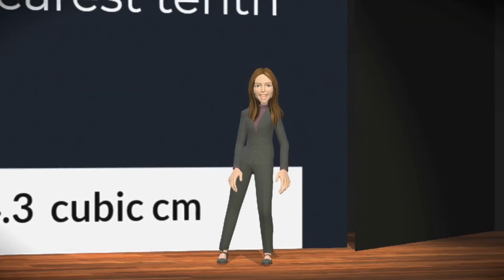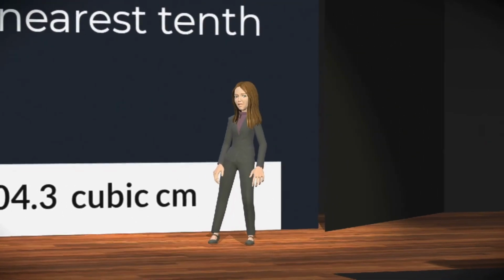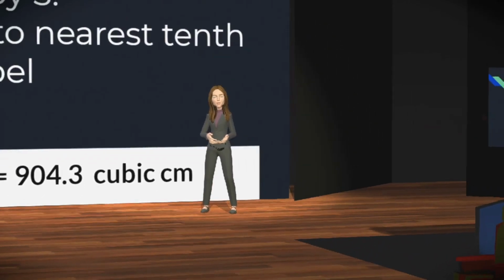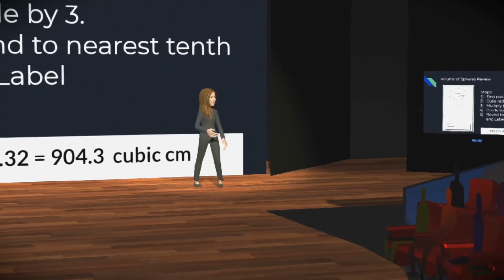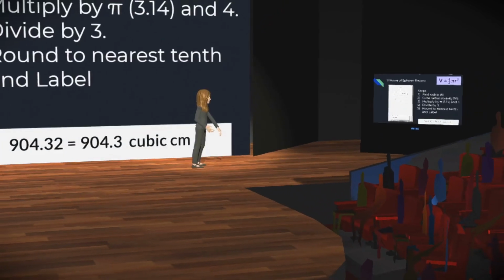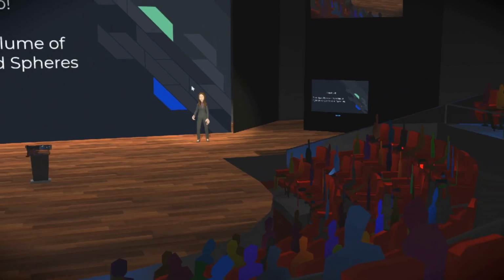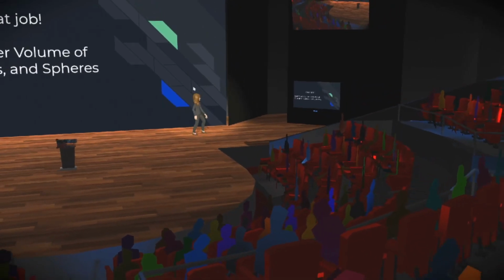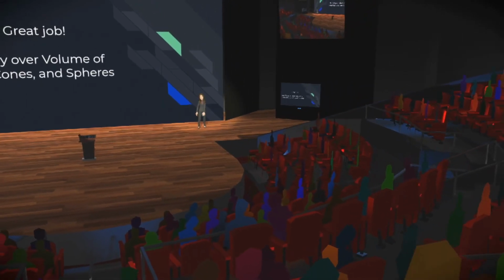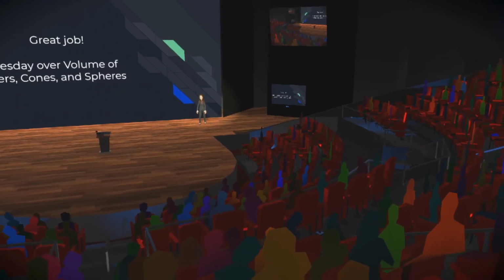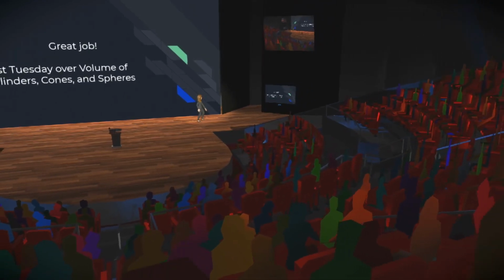All right, guys, and that's all for us here today. We just wanted to do a quick review over volume so that you could get ready for your test tomorrow. So great job on the volume unit. Thank you guys so much for your hard work. And be sure to study for your test on the volume of cylinders, cones, and spheres.